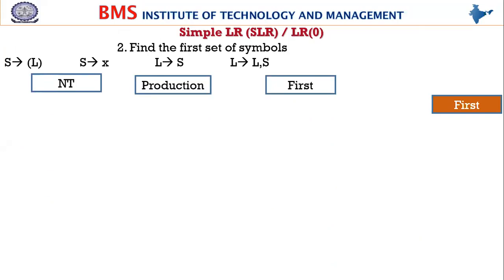Fine. Now see, the non-terminal is S. S produces open parenthesis, L, close parenthesis, and S produces X. It is very easy to find the first of S. It is open parenthesis and X.